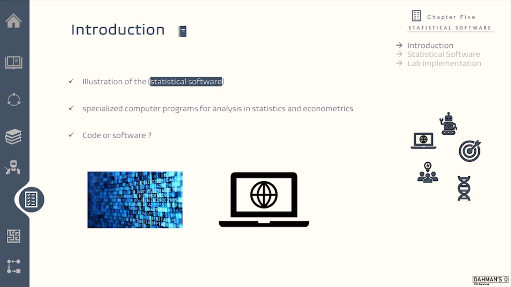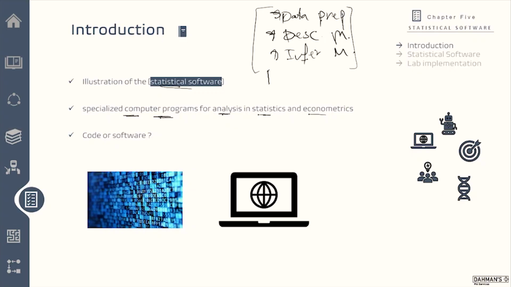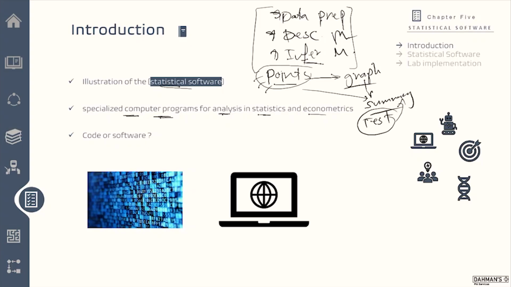Essentially, what is the meaning of statistical software? It is specialized computer programs for analysis in statistics and econometrics. Basically, you know that so far in the analysis world, there are three pillars: data preparation, the descriptive model, and the inferential model. Each one of those pillars relies on the calculation of certain points, right? From those points, we were able to do some graphical presentation and get those points into the form of a summary as well. And finally, we were able to utilize the power of inferential statistics to make a smart guess of the entire population.